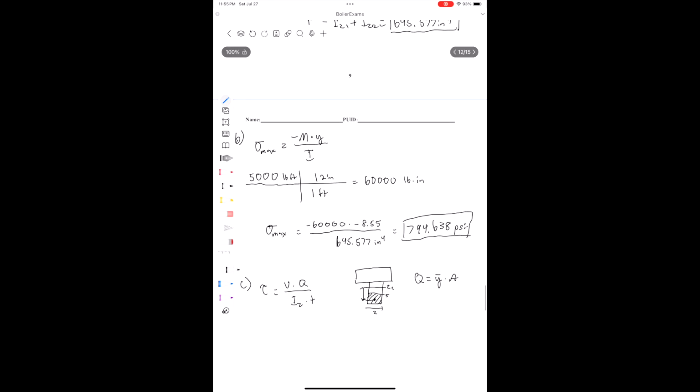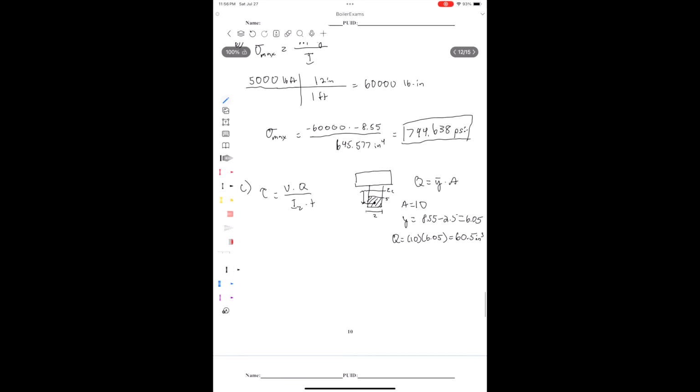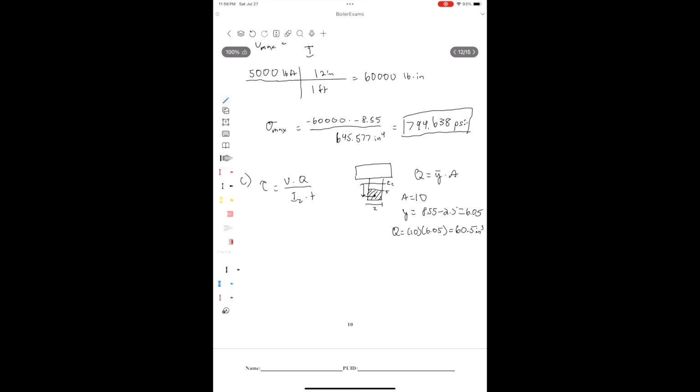And remember that this thickness here is 2. So we can go ahead and calculate out our area as 10 and our y as being 6.05, and our first moment of area then becomes 60.5 inches cubed. All right, and now we can plug that back into our shear stress formula.